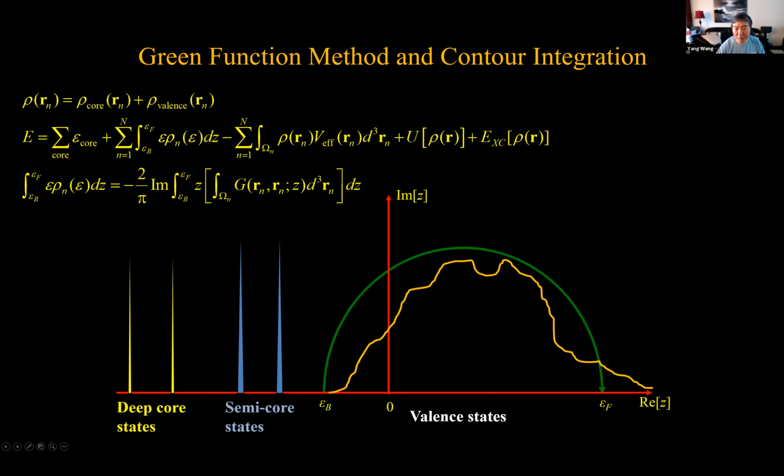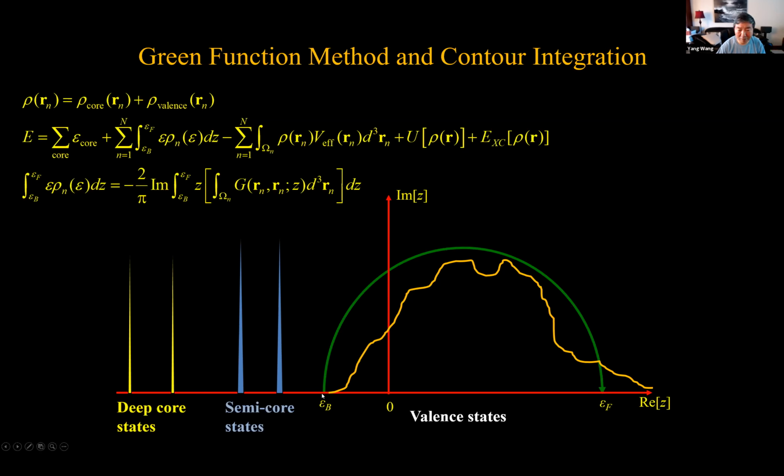Okay, you take the contour integration. The reason we do this kind of Green function is analytical. In principle, we should integrate from epsilon B to the Fermi energy. Epsilon B is the bottom of the valence band, but we want to avoid the poles of the Green functions, because band structures are the poles of the Green functions on the real energy axis.